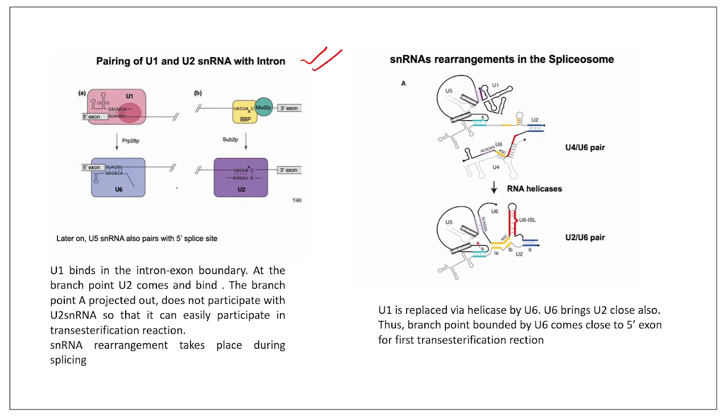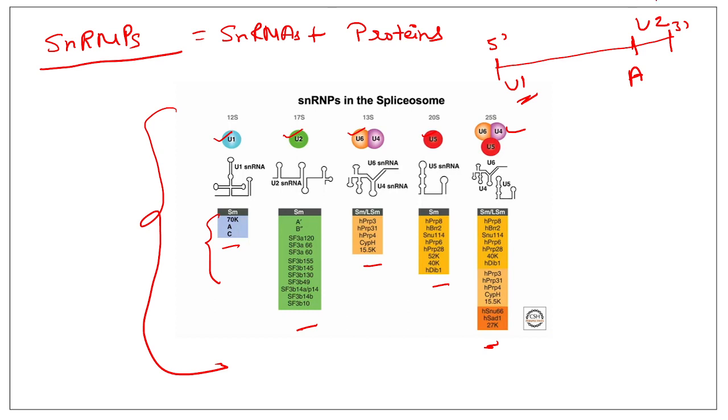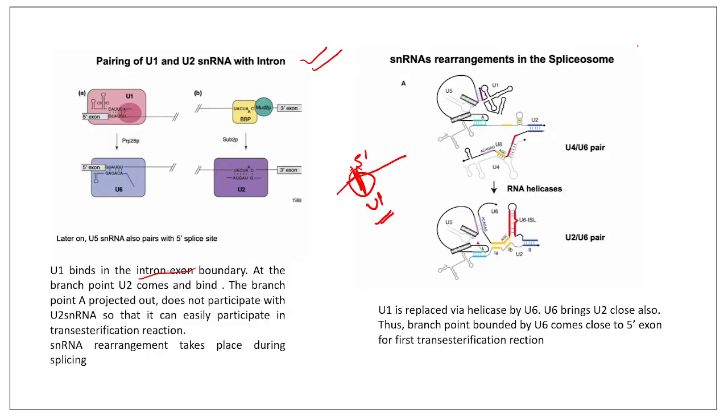So you can see U1 binds in the intron exon boundary. This is the intron, this is the exon. Somewhere here is the 5 prime splice site, and here only U1 binds. At the branch point, U2 comes and binds. So basically this is your 3 prime exon, and this is your branch point. The branch point is very near to the 3 prime exon, so you can say that U2 either binds to the 3 prime site or to the branch point. Both are correct because they are very near to each other. So at the branch point, U2 comes and binds.